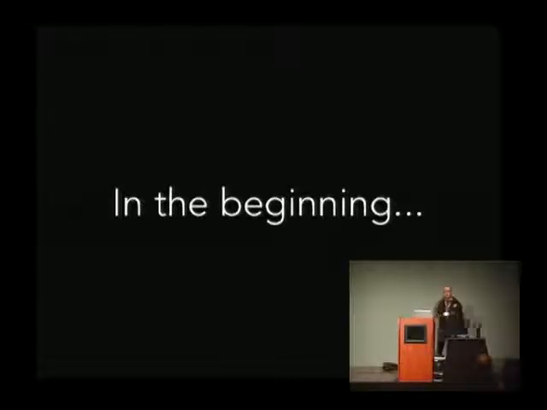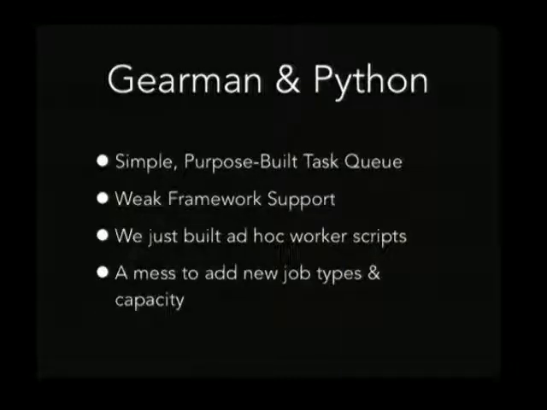The genesis of this in the beginning was a system called Gearman in Python. Gearman is a really simple, purpose-built task queue, originally written in Perl, now written in C. It had really weak framework support when we were using it. We basically had to build ad hoc worker scripts that would get kicked off in the background, and we had messy cron jobs that would restart them. It was no fun. It was a mess to add new job types. This isn't necessarily Gearman's fault. We needed a framework and we didn't have it and we didn't have the time to build it.